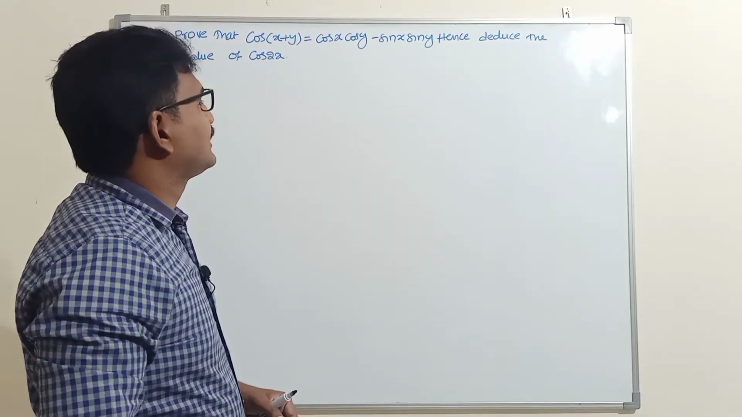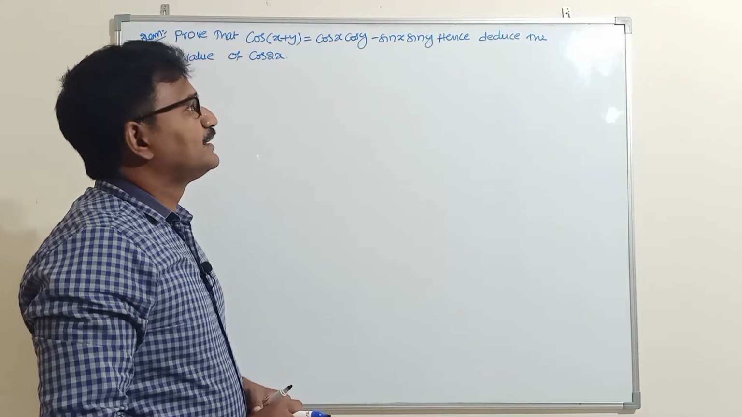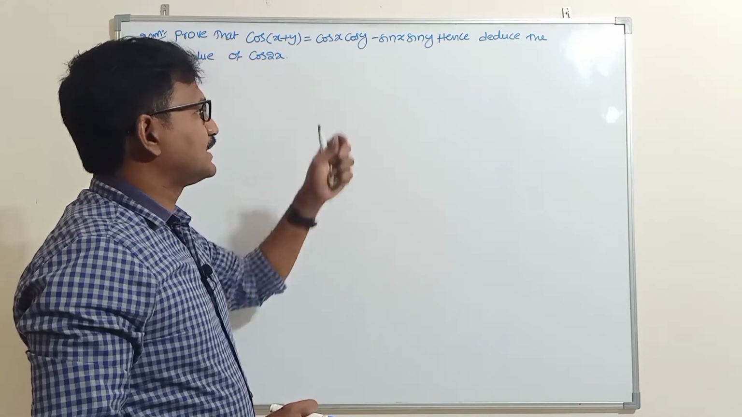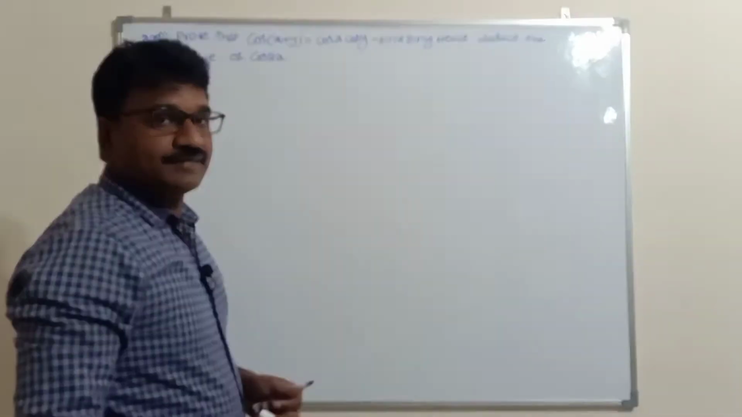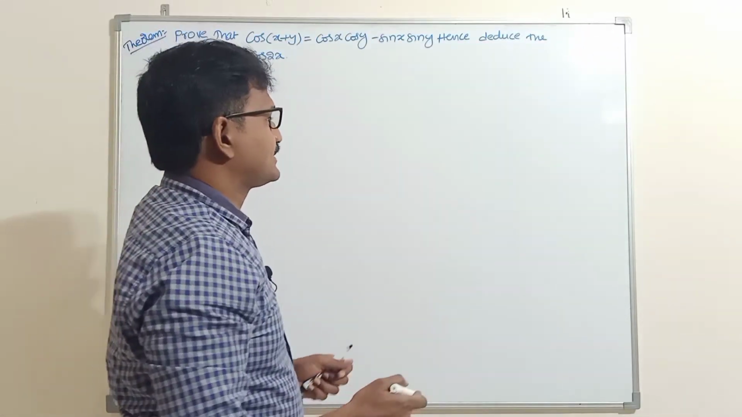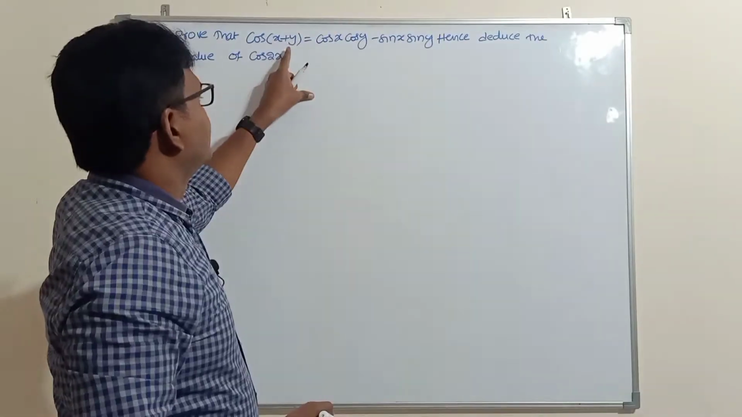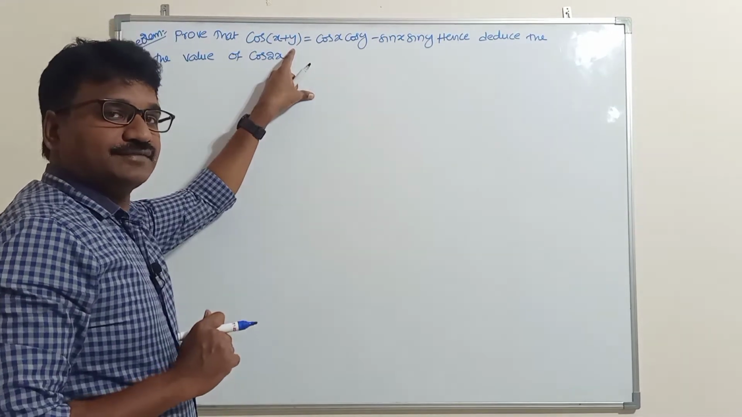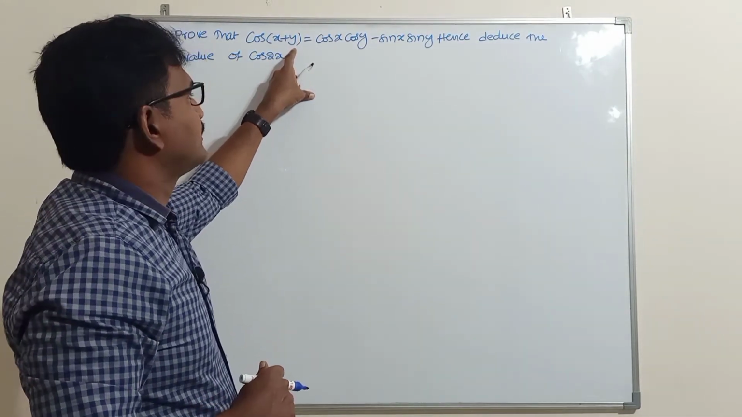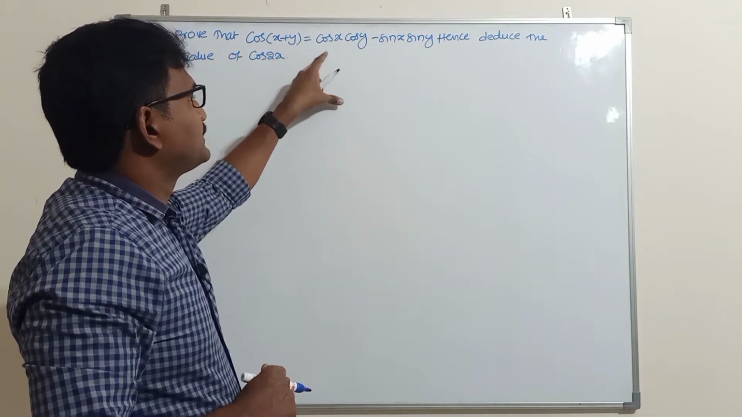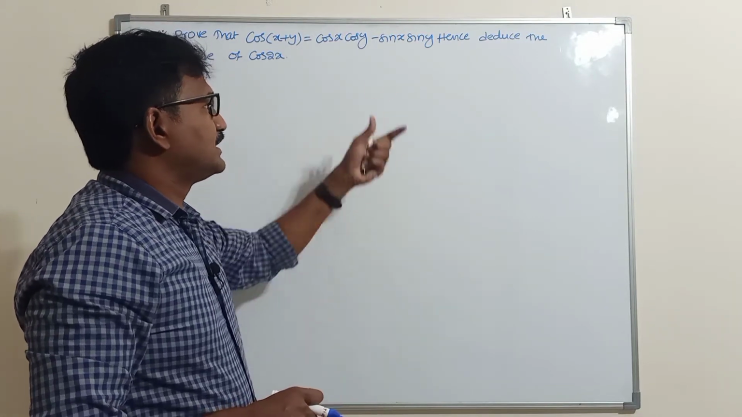Next, prove that cos of x plus y is equal to cos x cos y minus sin x sin y. Hence, deduce the value of cos 2x. So just now we discussed cos of A plus B value. What is the value of cos of A plus B? It means cos of A plus B is cos A cos B minus sin A sin B.